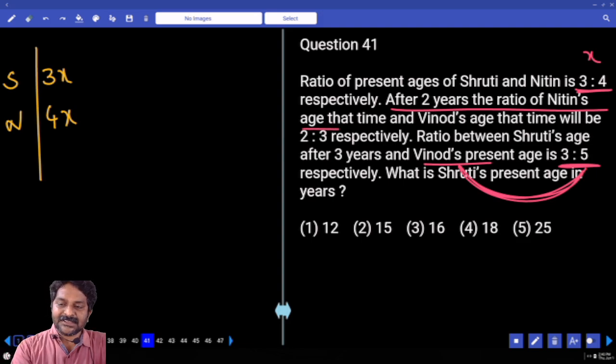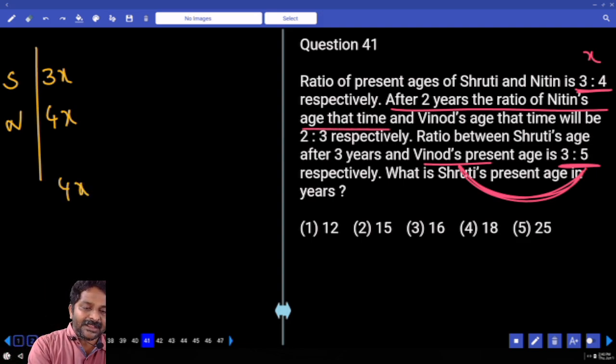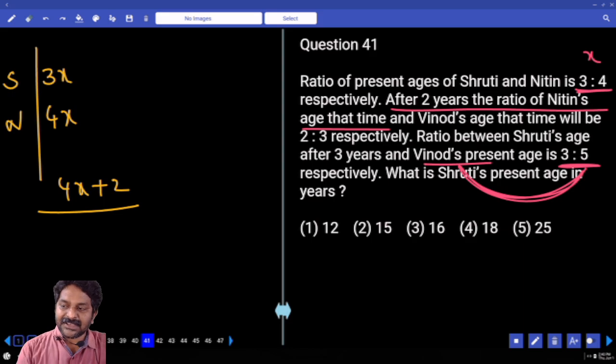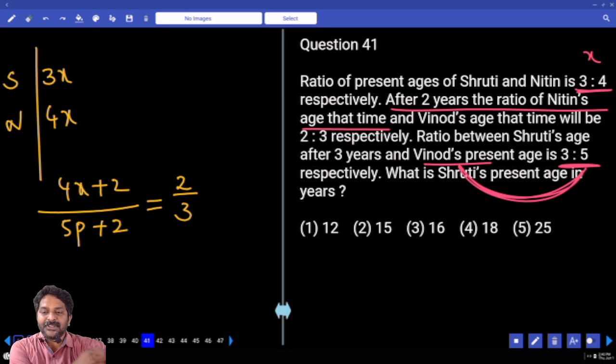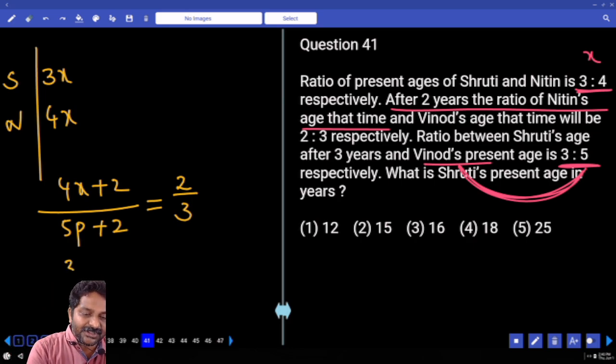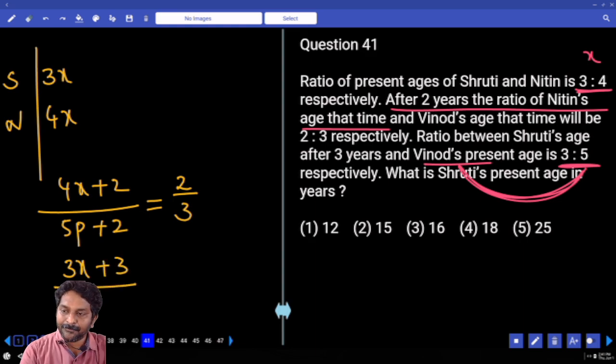After 2 years, Nitin's age at that time is 4x plus 2. Vinod's age at that time? What is the present age of Vinod? 5 parts. At that time, plus 2. The ratio is mentioned as 2/3. Ratio between Shruti's age after 3 years, present age of Shruti 3x, after 3 years plus 3, and Vinod's present age, 5 parts, which is equal to 3/5.